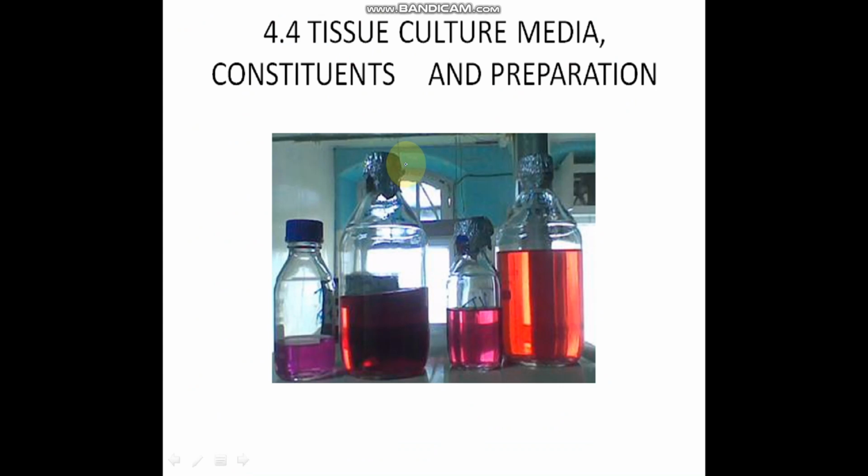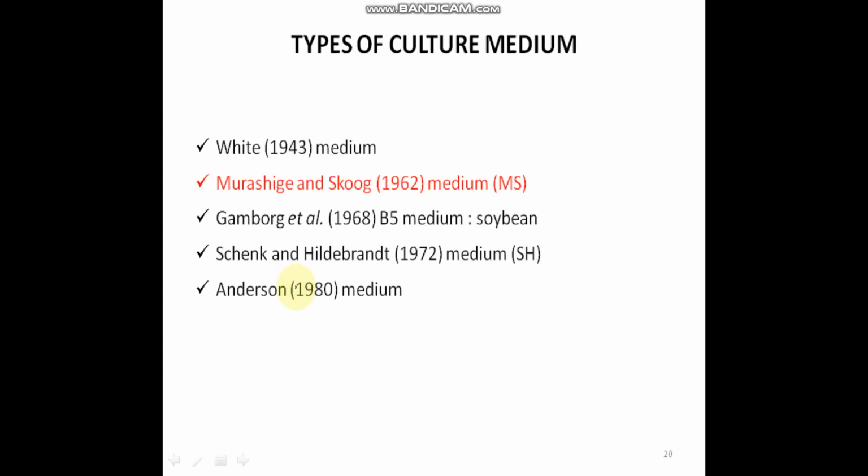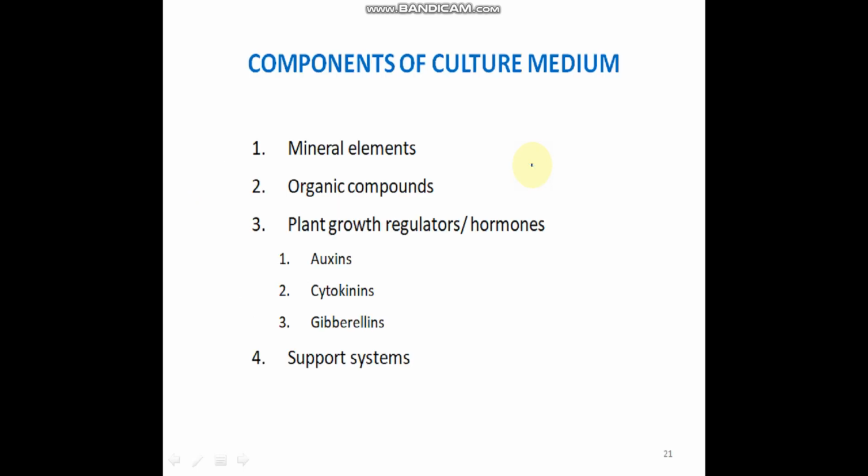Next, we're going to go to culture media, constituents, and preparation. These are called media. These are some of the media that we use in tissue culture: White medium, Murashige and Skoog, Gamborg, Schenk, Anderson, Lloyd, and McCown. The most famous, the one that is mostly used, is Murashige and Skoog. This is widely used everywhere in the world.